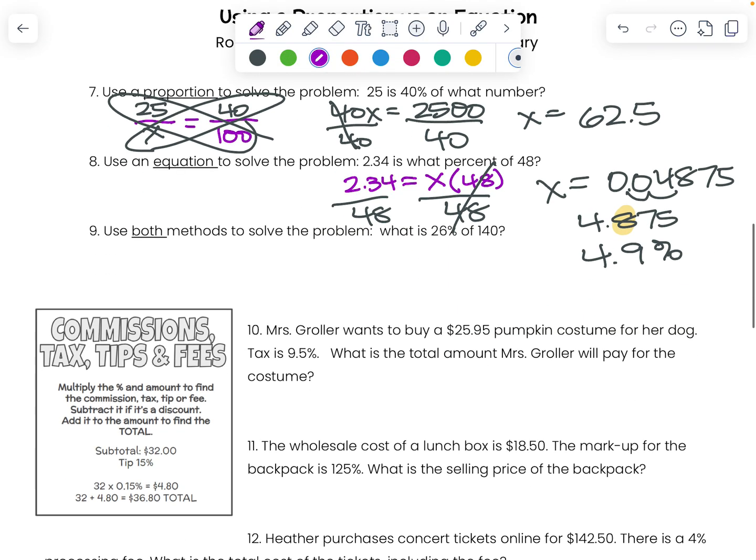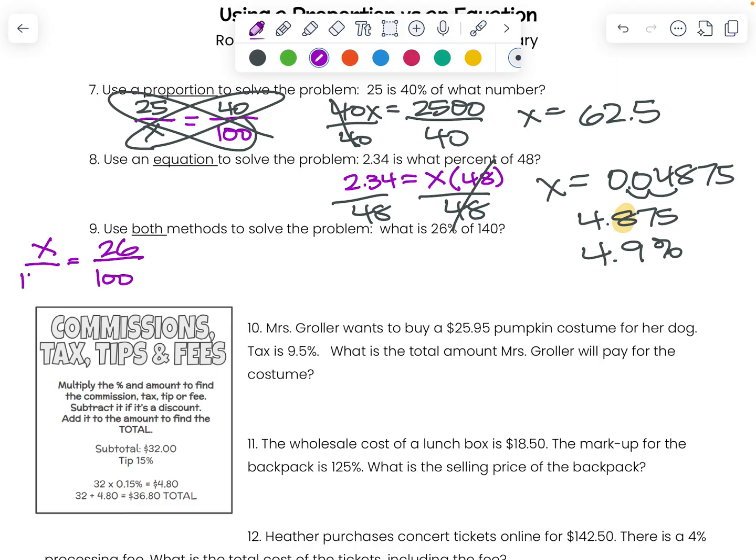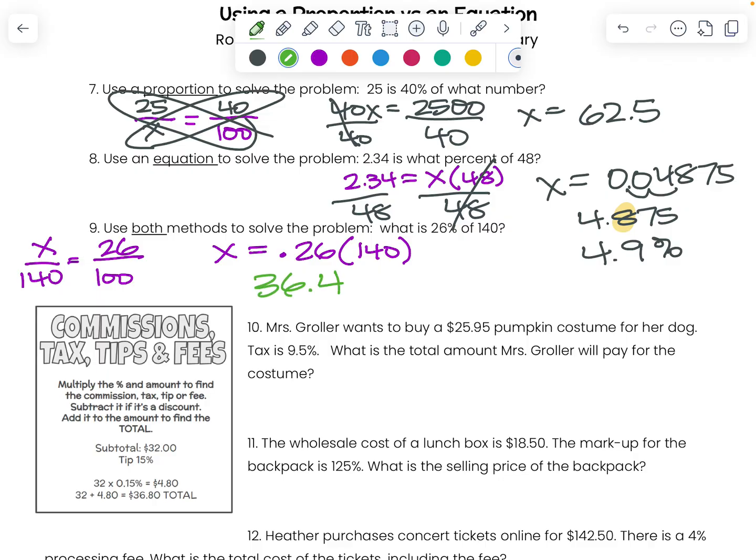Oh, this next one wants us to use both methods. All right, so both methods. I'm going to do is over of equals what over 100. What is 26%, that goes right there, of 140? There's one way. The other way is what is 26%, so you change it to a decimal. Of means to multiply 140. Either way is going to work. Solve it. You should get, if you do it correctly, 36.4.